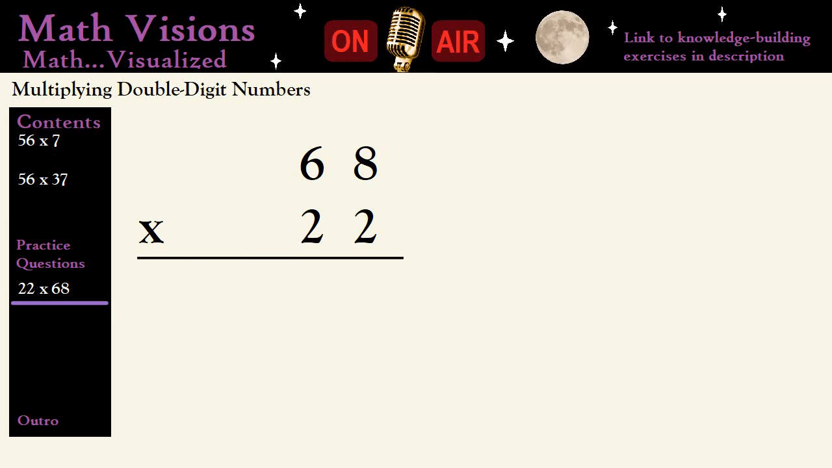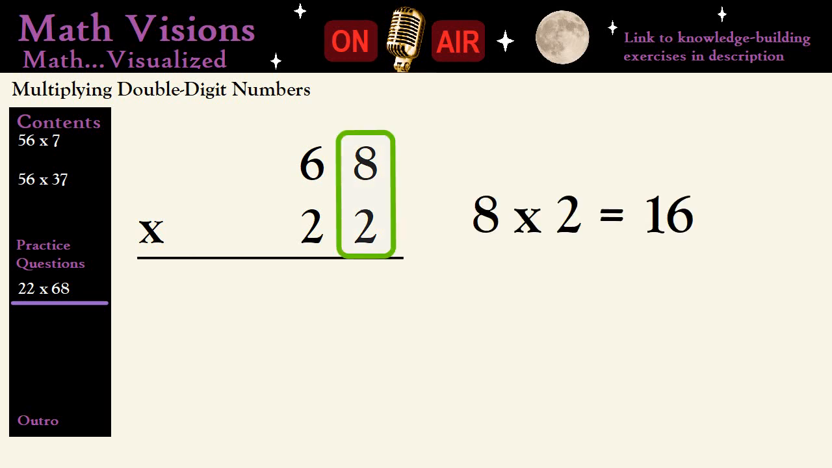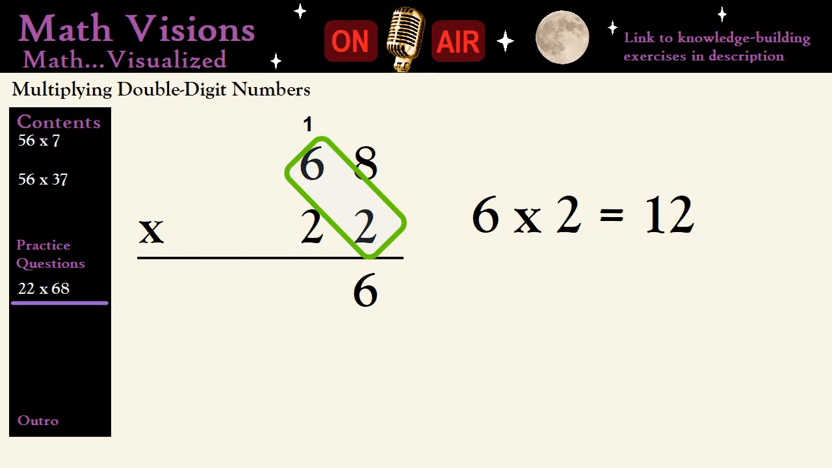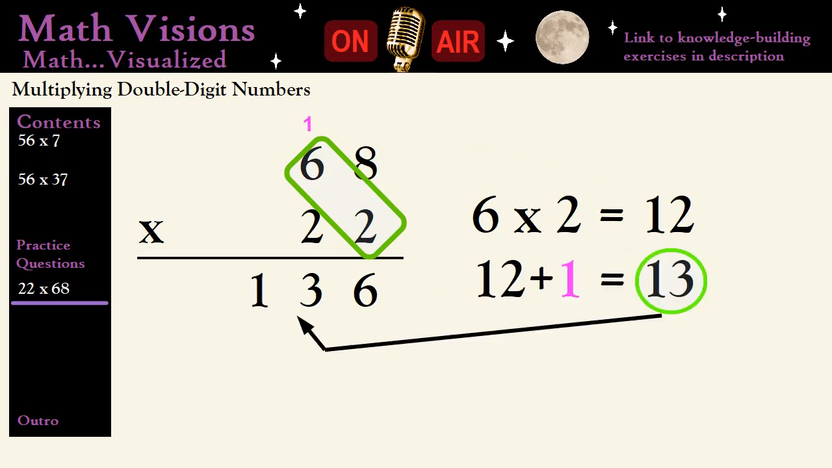Working from right to left, we multiply 8 by 2, which is 16. What's our next step? If you said write 6 in the ones place, and then write 1 above the 6 in 68, you're right. Next, we multiply 6 from 68 by 2, which gives us 12. What comes next? If you said add 12 to the 1 we carried and write 13 in front of the 6 that we brought down, that's correct.